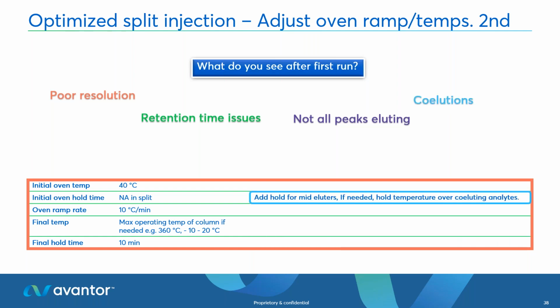Co-elutions, you can add a hold over mid-eluters if needed. But a lot of the time, this is more of a bigger problem if it's something to do with a column that maybe isn't very selective for the analytes of interest, but you can adjust the method to improve co-elutions. You can also optimize the oven ramp rate as well. So try increasing the temperature of the oven ramp rate so it speeds up quicker, or you could maybe make it slower. So maybe go 10 degrees per minute, go to 20, go to 30, and then try and work out which is the optimal.